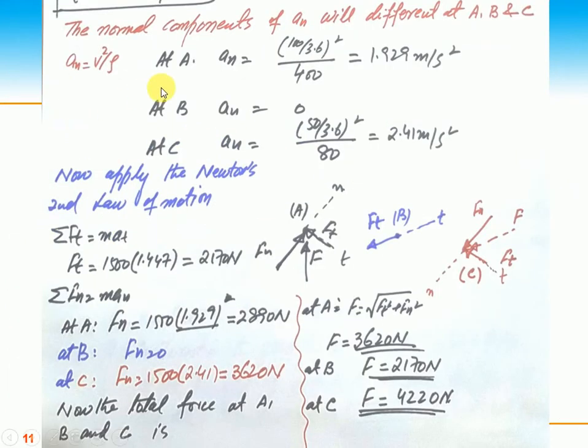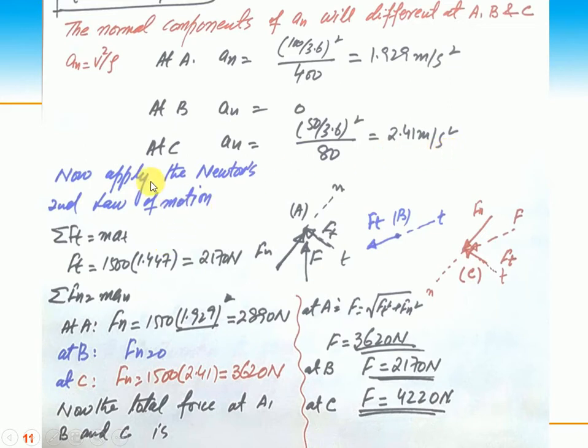Now the normal component of acceleration, AN, will be different at points A, B and C. At A, AN is V square by rho; we know the velocity, and rho is 400. At B, the point of inflection, there is no normal acceleration, it is 0. At C, AN is equal to V square by rho, where the velocity at C is 50 km per hour and, with the radius of curvature, we get 2.41 meter per second square, the normal acceleration.